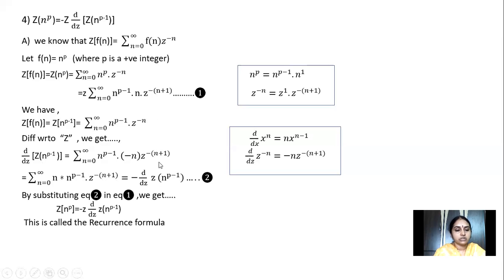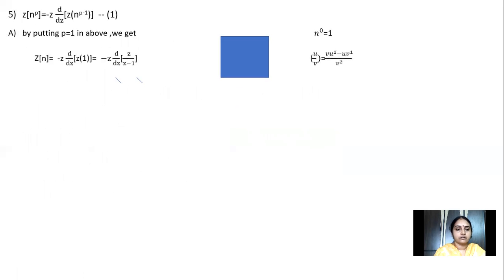Then substituting equation 2 in equation 1, we get Z of n power p equal to, in place of this we can write this one: minus d by dz of Z of n power p minus 1, and z into this. This is called the recurrence formula. Z of n power p we will get minus z into d by dz of Z of n power p minus 1.